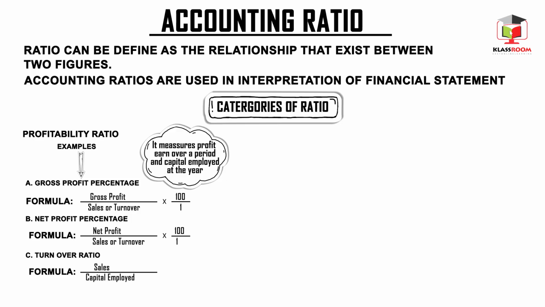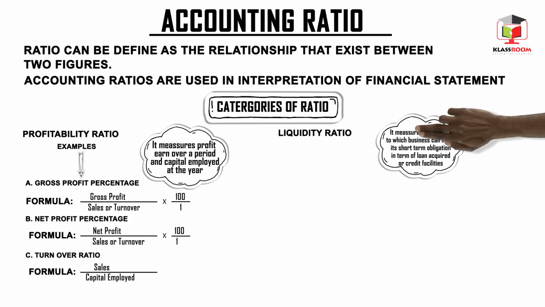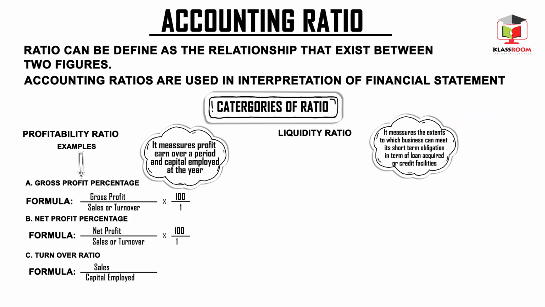The second category under the accounting ratio is the liquidity ratio. The liquidity ratio measures the extent to which a business can meet its short-term obligations in terms of a loan acquired or credit facility. If I obtain a loan or a credit facility for a specific period of time and it is not properly utilized, it will definitely have a side effect on the business. Then under the liquidity ratio, we have the following categories.